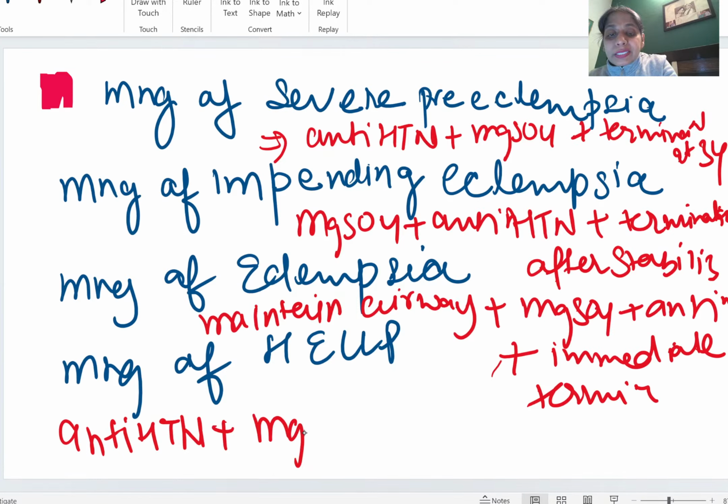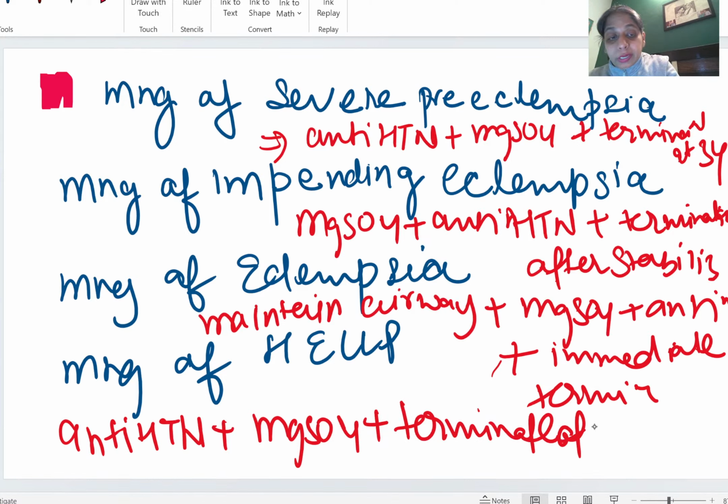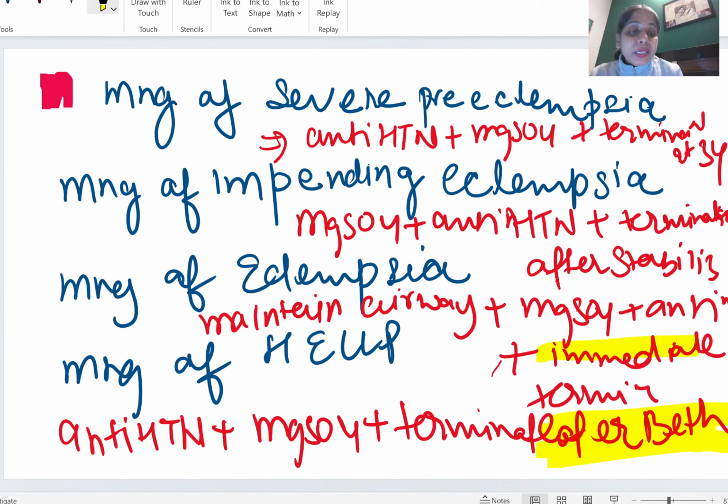In HELLP, you have to give antihypertensive plus mag sulfate and terminate after betamethasone. Terminate after betamethasone. So one can give betamethasone in HELLP. HELLP is not that much of an emergency. So I hope now you get the clear-cut idea that in eclampsia the termination is immediate.